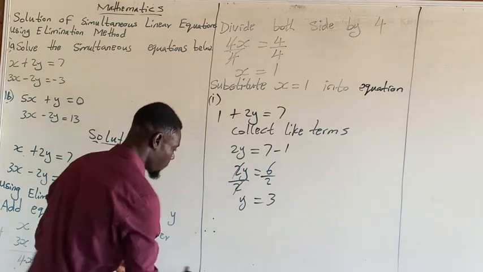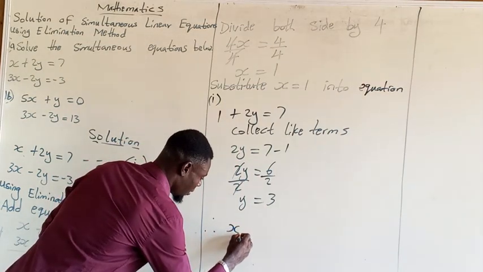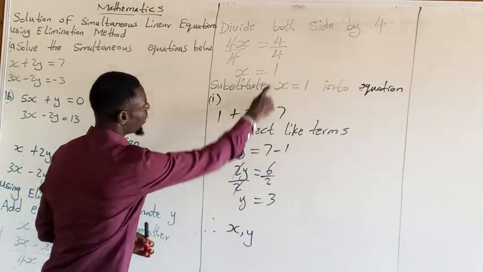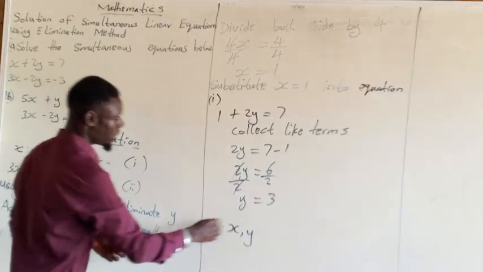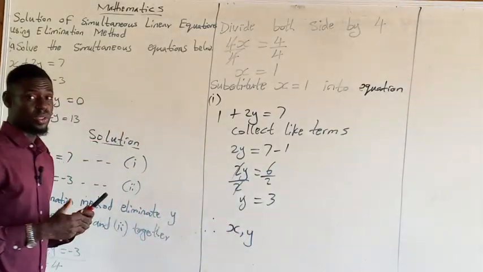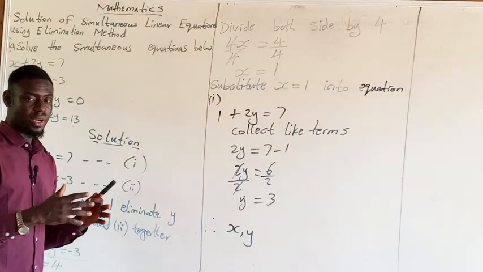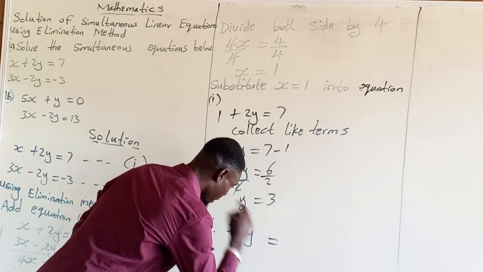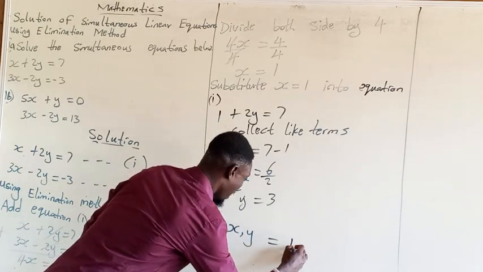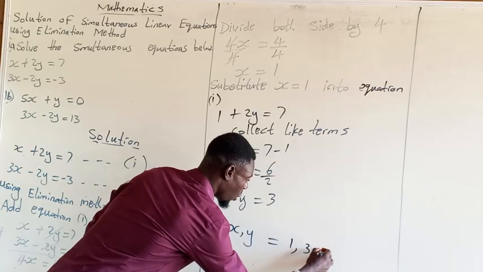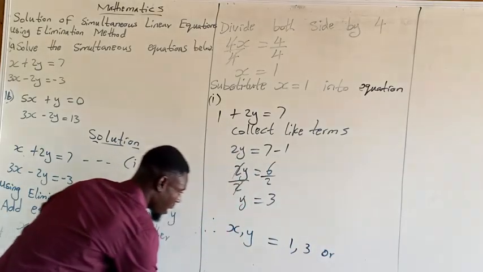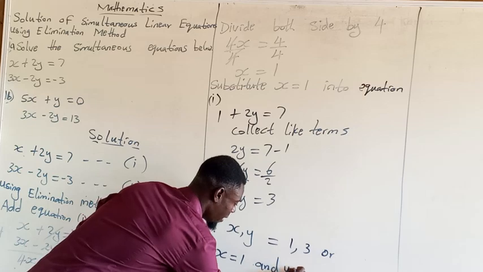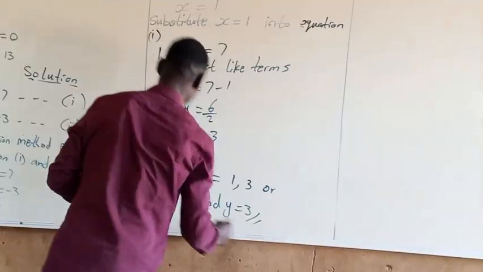Therefore, we now say x comma y. That is what I'm trying to say, is that our x here, we got it as 1, and our y here, we got it as 3. And we always know that in finding coordinates in mathematics, x comes before y. So we can put it this way, that x comma y is 1 comma 3. Or we can also write it this way, that x is equals to 1 and y is equal to 3. And this is our final answer.